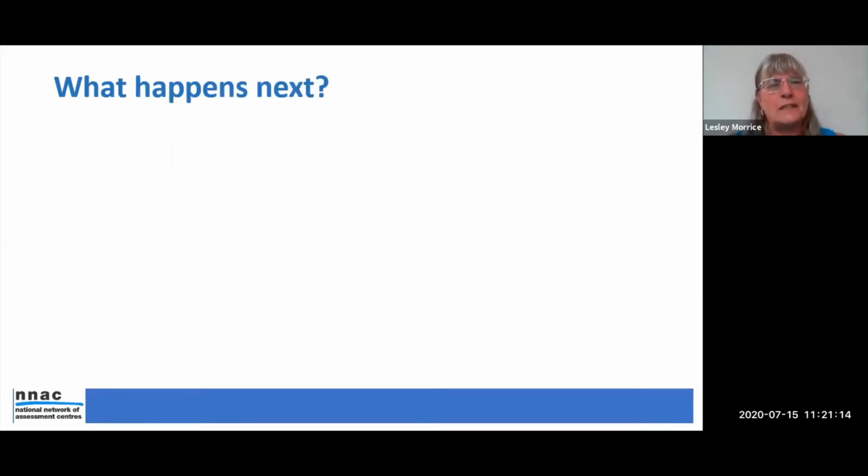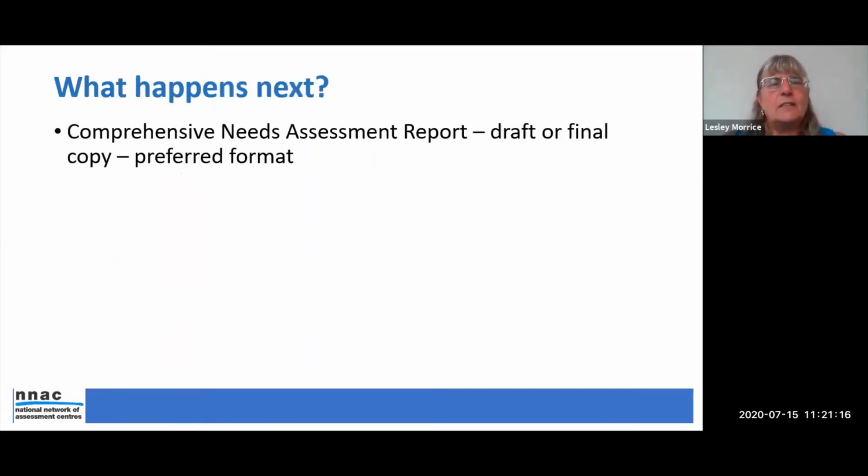So what happens next? So you've had your assessment. The assessor will produce a comprehensive needs assessment report, and you can request that either in draft or as final copy. And you can also request a copy in your preferred format. A copy will be sent to Student Finance England and, with your permission, to the Disability Advisor. You do have the option not to have the report sent to your Disability Advisor. However, you should be aware that it's a really good pointer to the university of the type of support that you're likely to require.